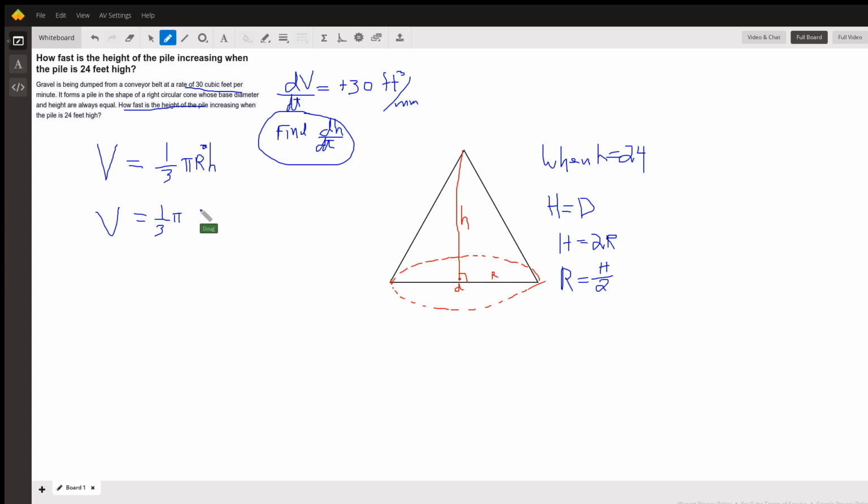R is h over 2. So we have to square that. And I'm mixing uppercase and lowercase h's there. So in the end, if we square h over 2, we get h squared in the numerator times this h, and we get 4 in the denominator. And 1/3 times that 1/4 is 1/12 pi h cubed.